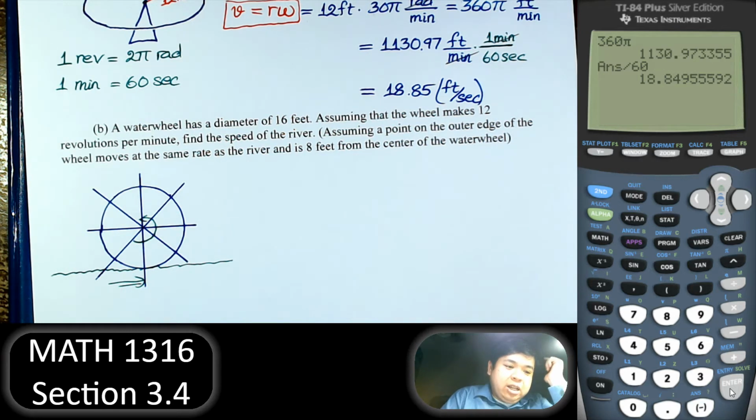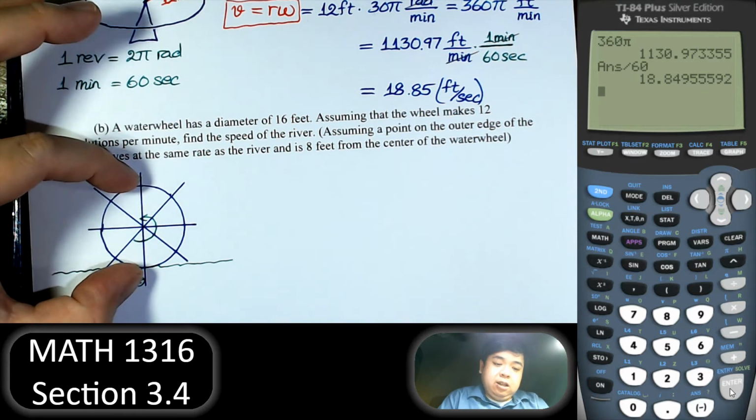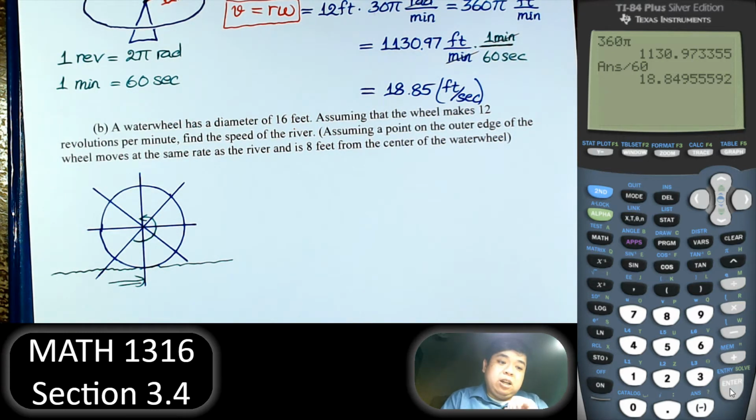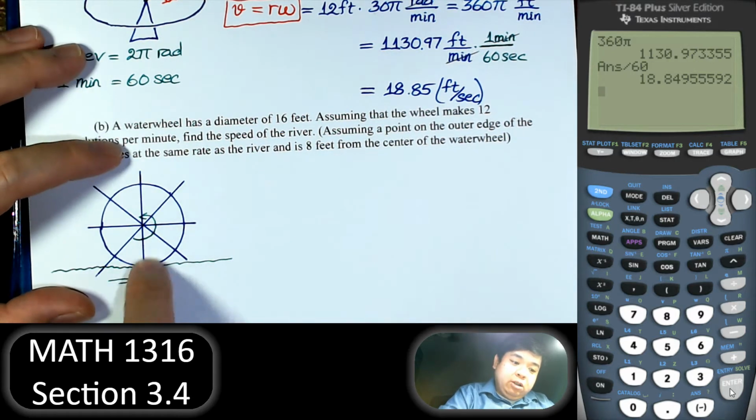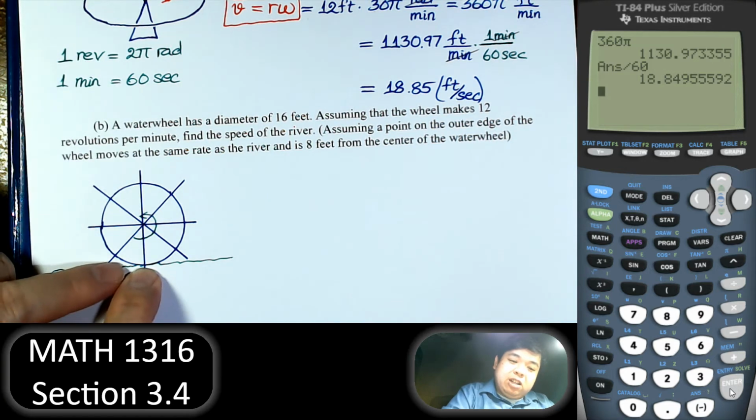So in this case, the wheel has a diameter of 16 feet. Assume that the wheel makes 12 revolutions per minute. And then assume that a point on the outer edge of the wheel, right there, moves at the same rate as the river.